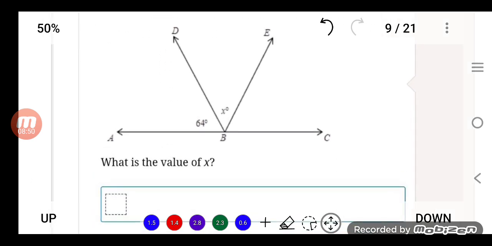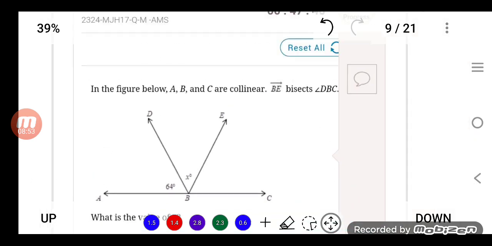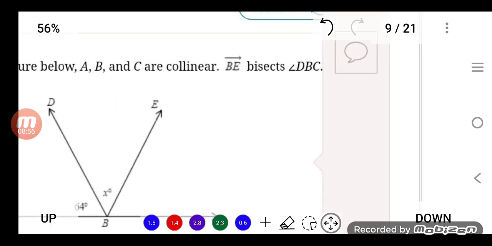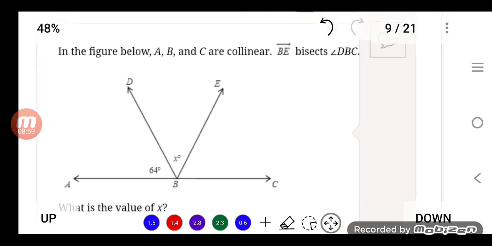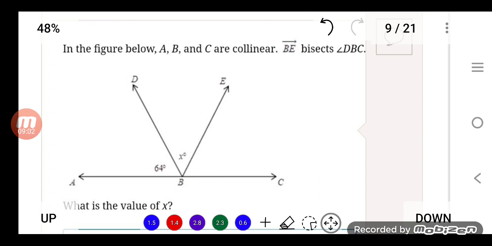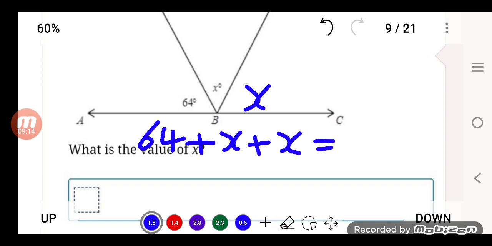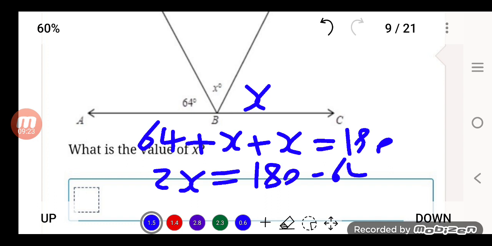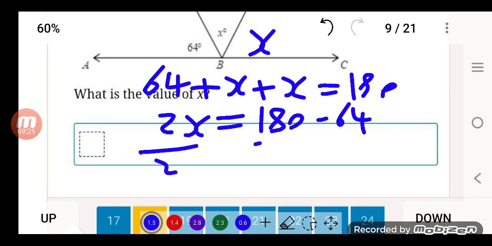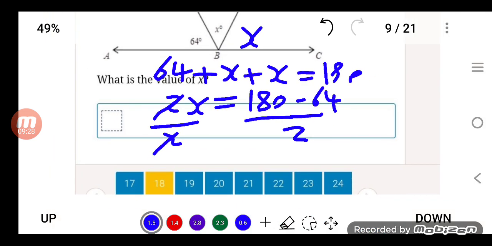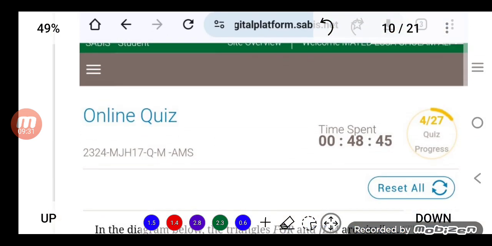What's the value of x in this diagram? We are given that BE bisects the angle DBC. This means here you also have x. Now you can form an equation. 64 plus x is equal to 180. Then 2x is equal to 180 minus 64. Then you divide both sides by 2. You get the value of x, which is very easy. Next one.